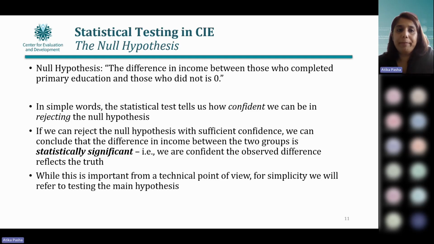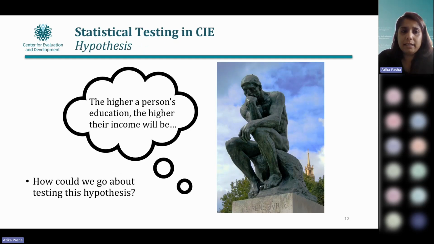Right, so again, recapping very quickly, we set up our hypothesis indirectly, which is to say that there is no difference, and then we try to estimate the confidence with which we can say that yes, there is a difference, or that there is no difference. Let's now try to understand how we go about testing this hypothesis. So just testing whether our null hypothesis of no difference in income between someone who completed their primary education and someone who did not.